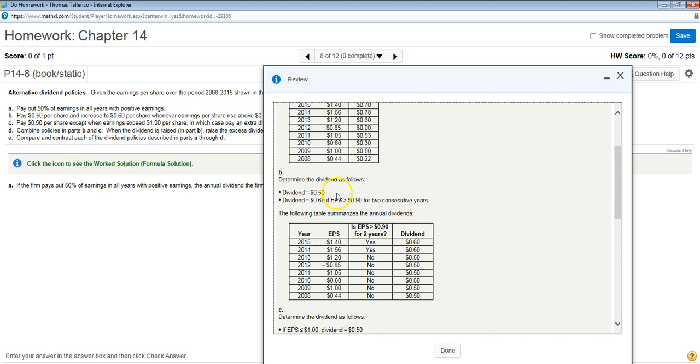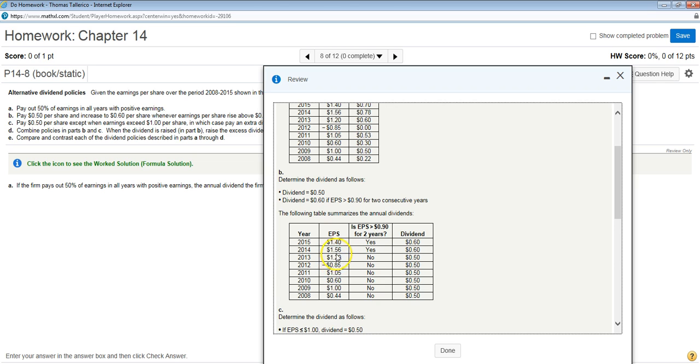Determine the dividend as follows. The dividend is 50 cents normally, and it's going to be 60 cents if the earnings per share is greater than 90 for 2 years in a row. So let's look here. We want it to be greater than 90 for 2 years in a row, and it's not here. It's not greater than 90 here.